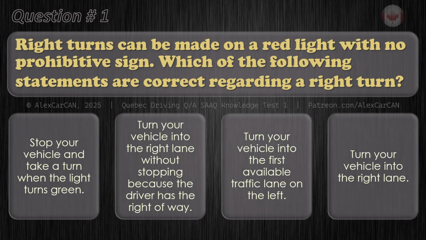Question number 1. Right turns can be made on a red light with no prohibitive sign. Which of the following statements are correct regarding a right turn? Stop your vehicle and take a turn when the light turns green. Turn your vehicle into the right lane without stopping because the driver has the right of way. Turn your vehicle into the first available traffic lane on the left. Turn your vehicle into the right lane. The correct answer is turn your vehicle into the right lane.